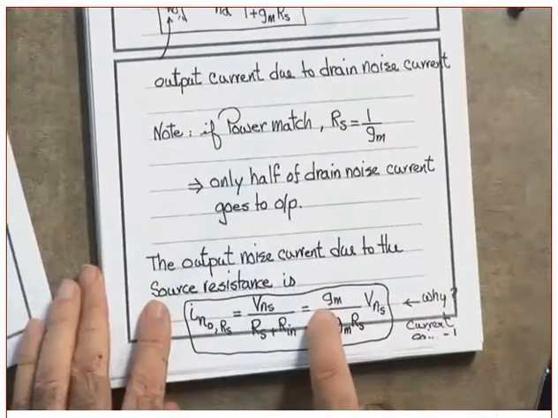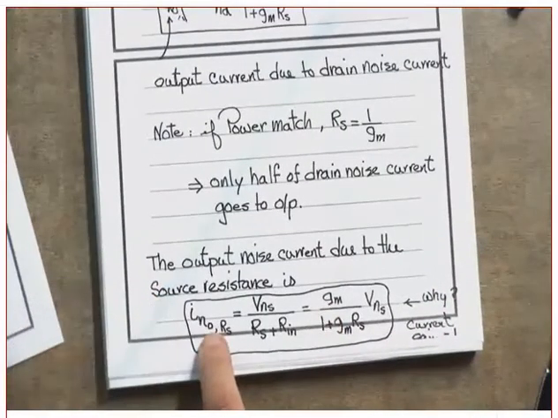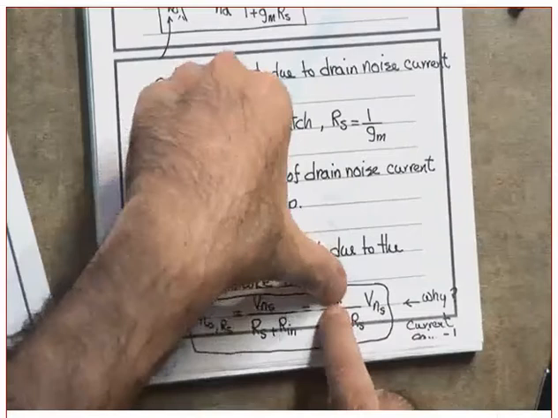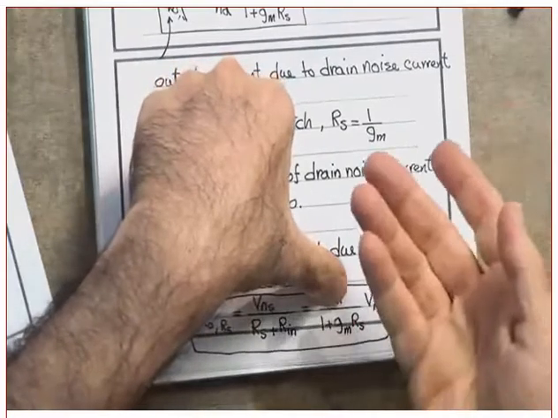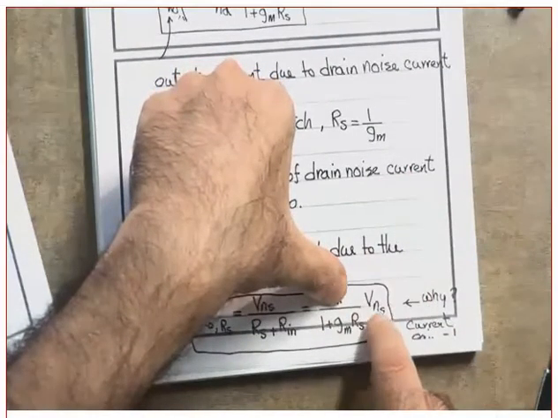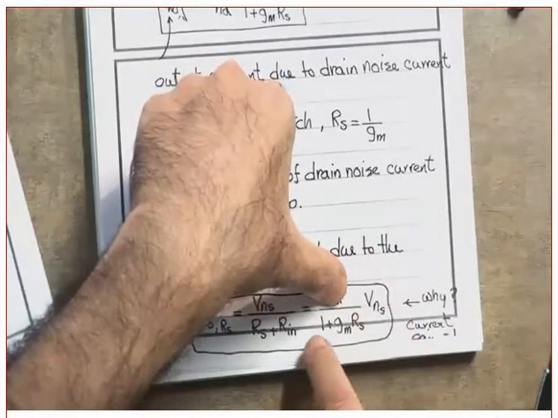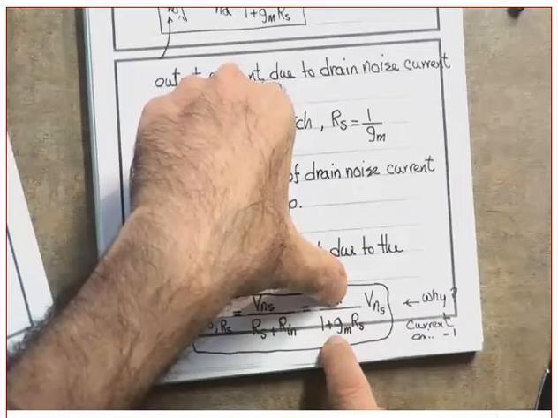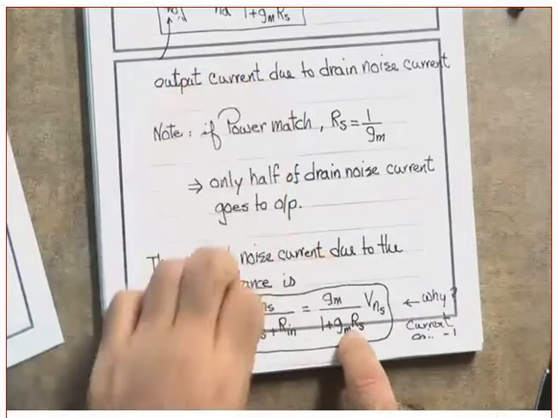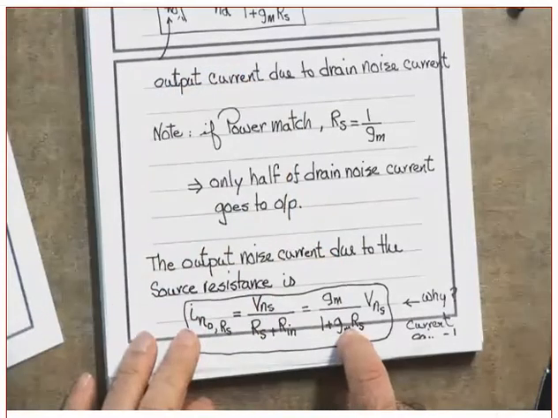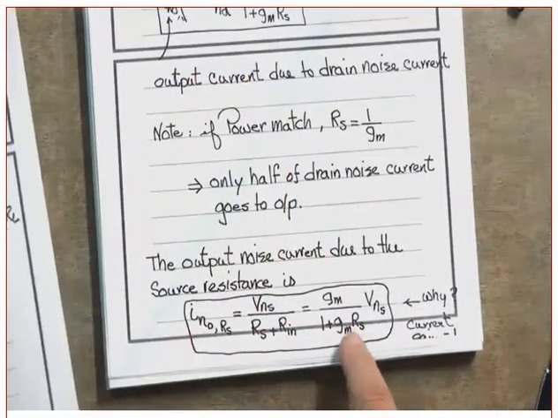If we ignore this term here, it becomes what? GM, remember, it's what? GM VGS. This GM is this. What is the VGS? The VGS is what? VNS over what? 1 plus what? GM RS. Did you get this or not? Yes or no?